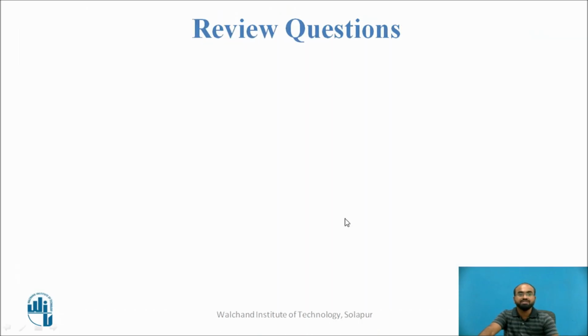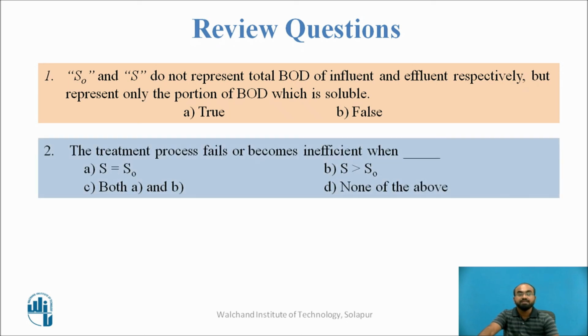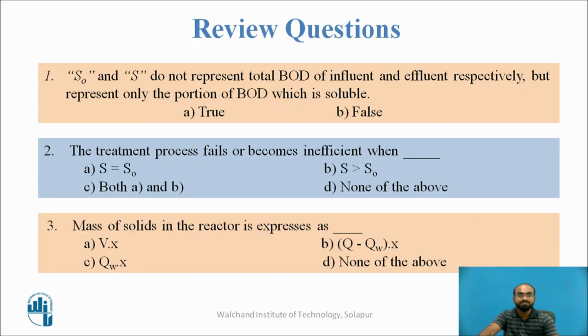So let us have few review questions. First, S0 and S doesn't represent total BOD of influent and effluent respectively, but represent only the portion of BOD which is soluble, whether this statement is true or false. Then treatment process fails or becomes inefficient when S0 is equal to S or S is greater than S0, then both A and B or none of the above. Then mass of solids in the reactor, basically it expresses as Vx, then Q minus QWX, or QWX, or none of the above.